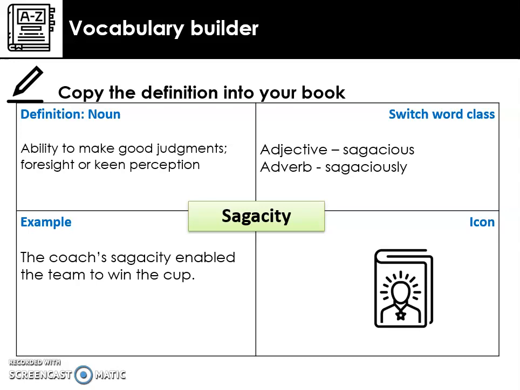Okay, so the word is pronounced sagacity. It's kind of a synonym of the word wisdom, really. Ability to make good judgments, foresight, or keen perception. You could turn it into an adjective by saying sagacious. You could turn it into an adverb by saying sagaciously. A good example of how to use it: the coach's sagacity enabled the team to win the cup. A thing to note: by good judgments, it doesn't always mean moral judgments, good moral judgments itself, or morally good judgments rather, okay?